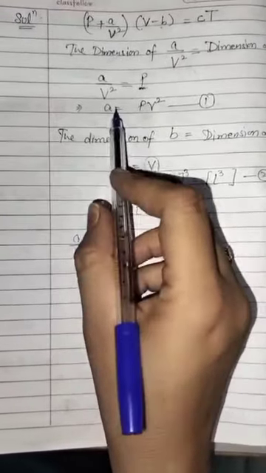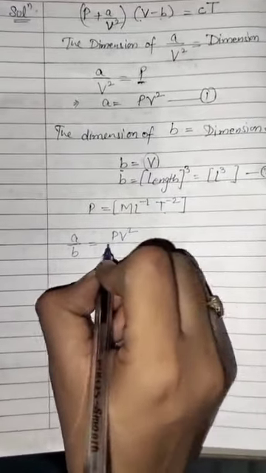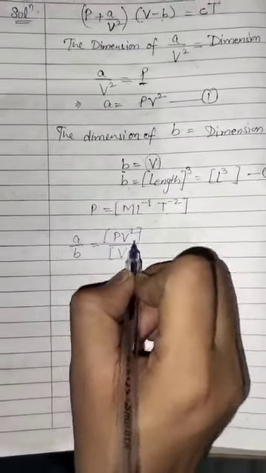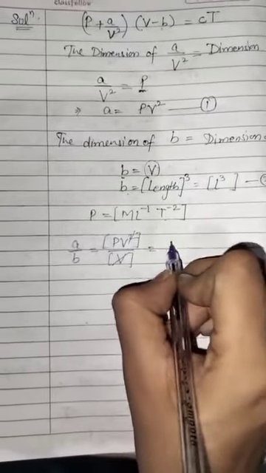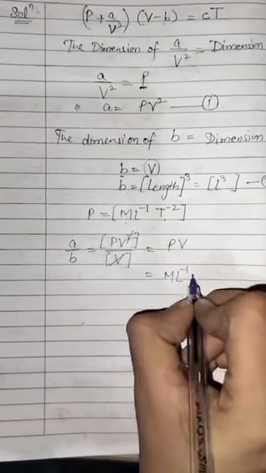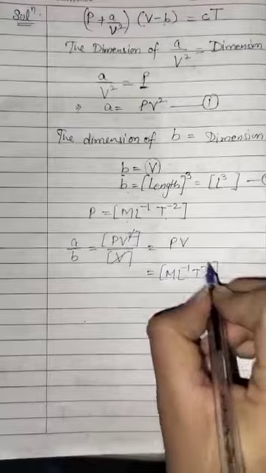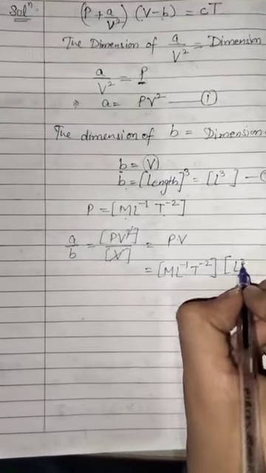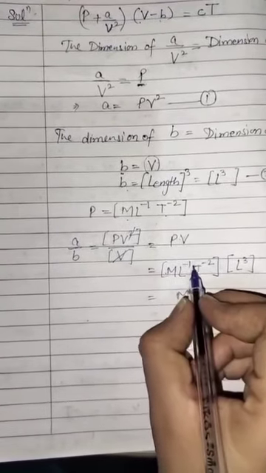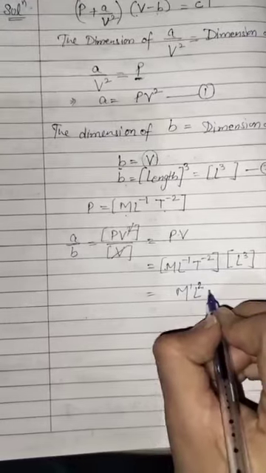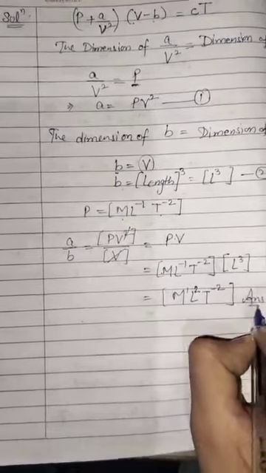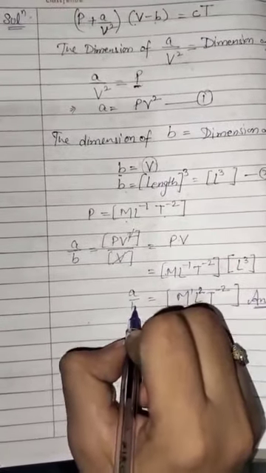Thus A is equal to PV² and B is equal to V. Here V and V cancel out, so that is equal to P into V. The value of P is M L⁻¹ T⁻², and the value of V is equal to L³. Thus combining it properly, M¹ L⁻¹⁺³, that is M L² T⁻². This is our answer, the dimension of A by B.